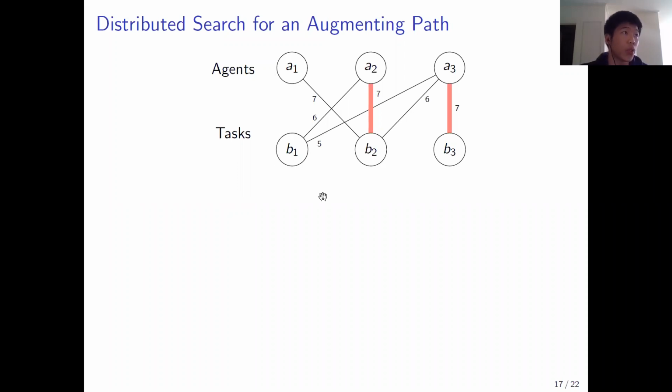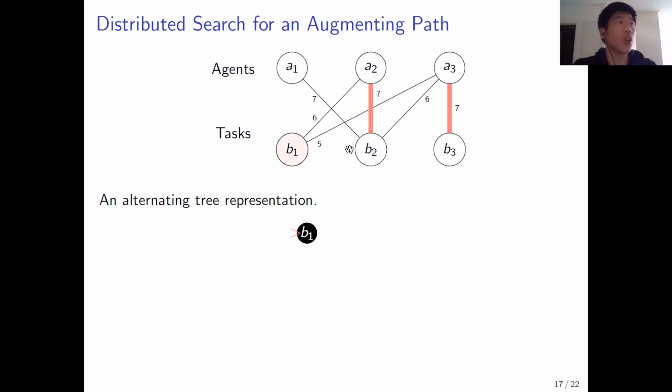And in order to do that, I'm going to use another visual aid down here. So all these agents start off by knowing that task B1 is free. And so we make that the root of our search. Task B1 is the root of our search, and we start over here. Now we're looking for an augmenting path. So the first thing we need to do is these agents must decide which of them can pick up task B1. And you can see there are two agents here, A2 and A3, that are able to pick up B1.